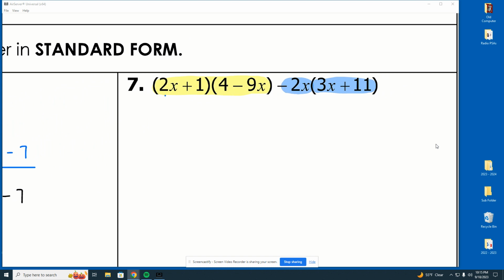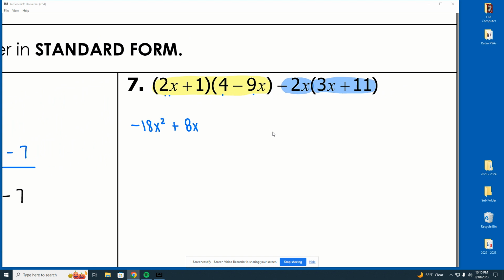What is 2x times 4? That's 8x. What's 2x times negative 9x? Well, 2 times negative 9 is negative 18. But what will x times x give me? X squared. So I'm going to go ahead and put that negative 18x squared and leave that a positive 8x. See, I'm going to go ahead and put them in standard form. So that takes care of the 2x.